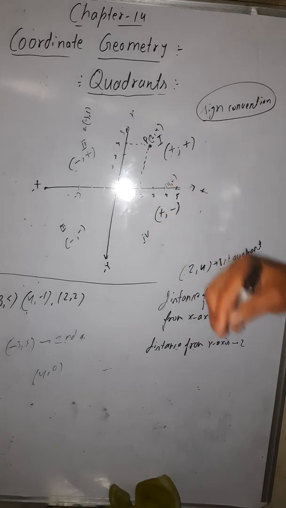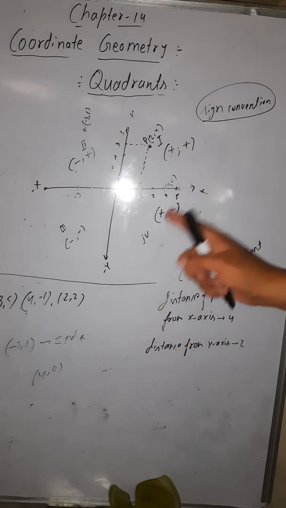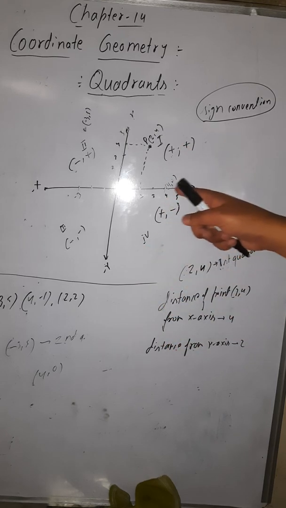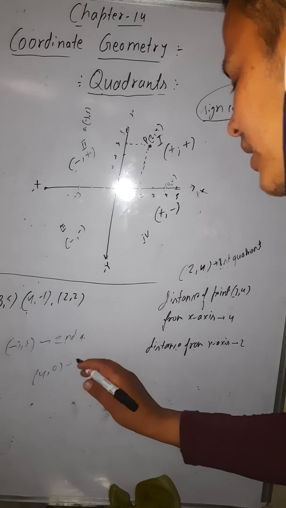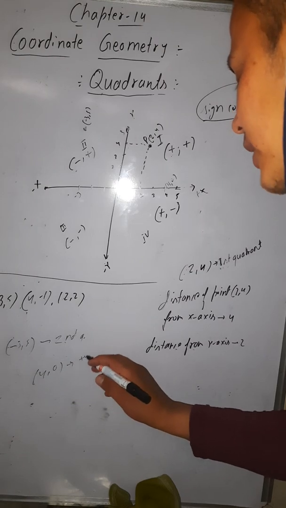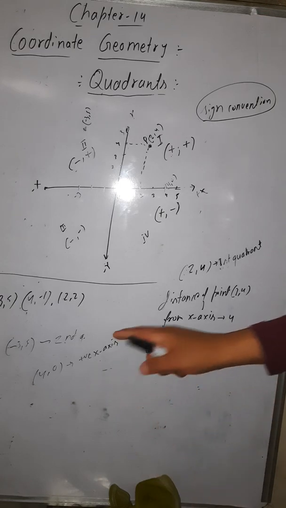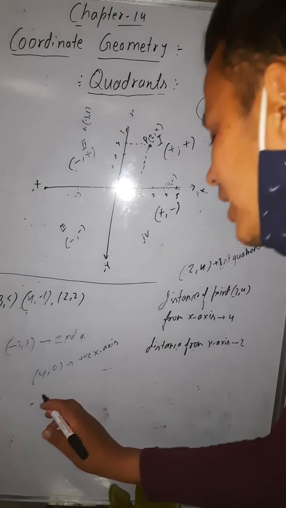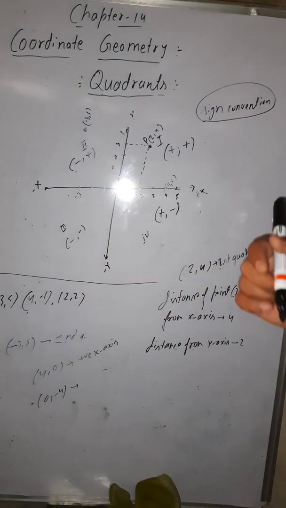So in which quadrant is it lying? Yes, you can say it is in the first quadrant, but you will have to tell it exactly. It is lying on the positive x-axis. This is the x-axis, and here it is lying on the positive x-axis. So you will say it is lying on the positive x-axis. Okay, now if I give you a point like this, (0, -4), where does it lie?